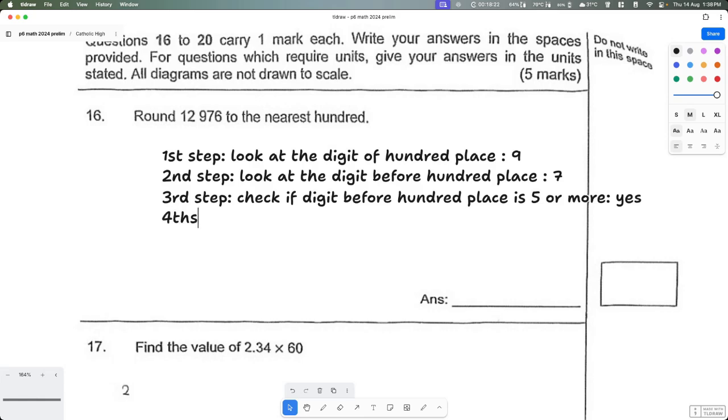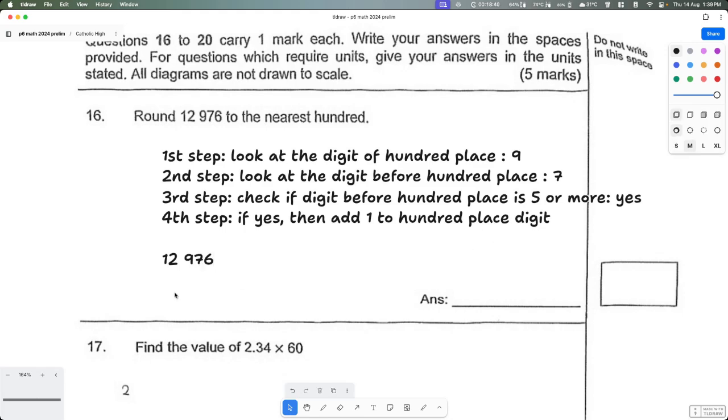Then fourth step, if yes, then add 1 to the 100 place digit. So in this case, 12,976, you add 1 here, and this will then become 13,000. So that's the answer. The answer is 13,000.